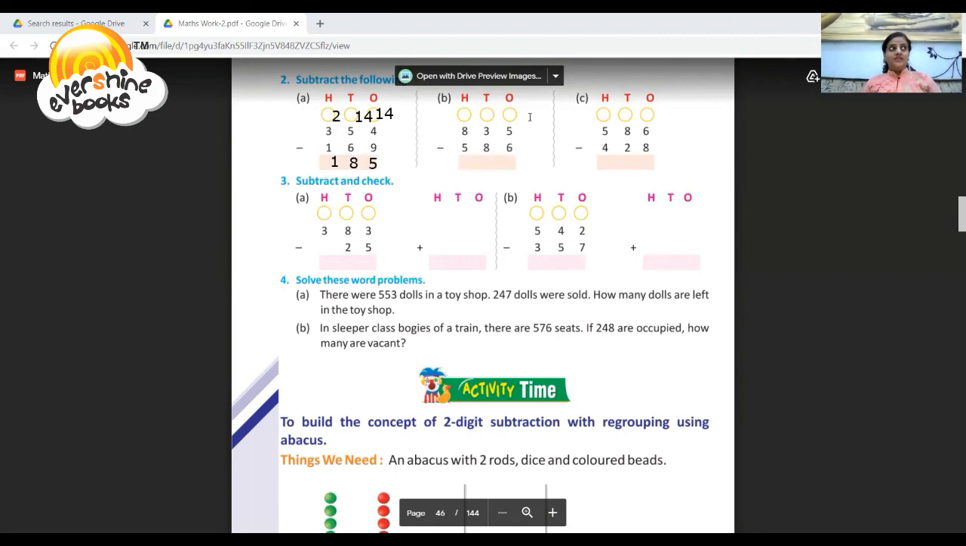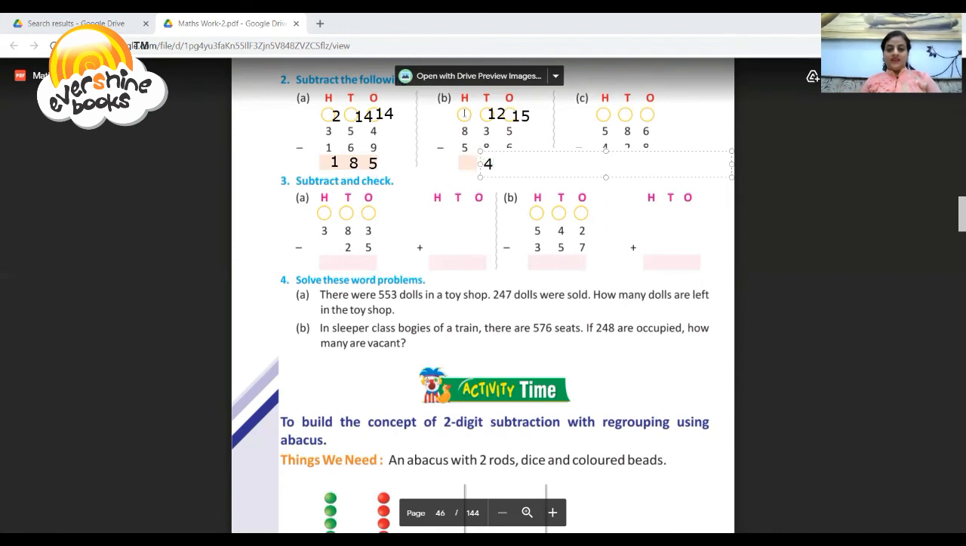5 minus 6 is not possible. So here it will be 15. 15 minus 6 is 9. Yes, 9. And it will be 2. Why? Because it has given one digit. 2 minus 8 is not possible, so it will be 12. 12 minus 8 is 4.